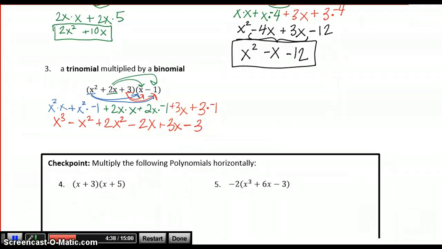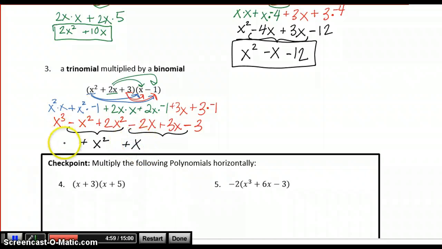So now we want to combine like terms. We have two terms with an x squared in them. So minus x squared plus 2x squared gives us plus 1x squared. We also have two terms that have an x in them. So we have minus 2x and plus 3x gives us, again, plus 1x or plus x. We also carry down the x to the third power and the minus 3. So our final answer is x cubed plus x squared plus x minus 3.